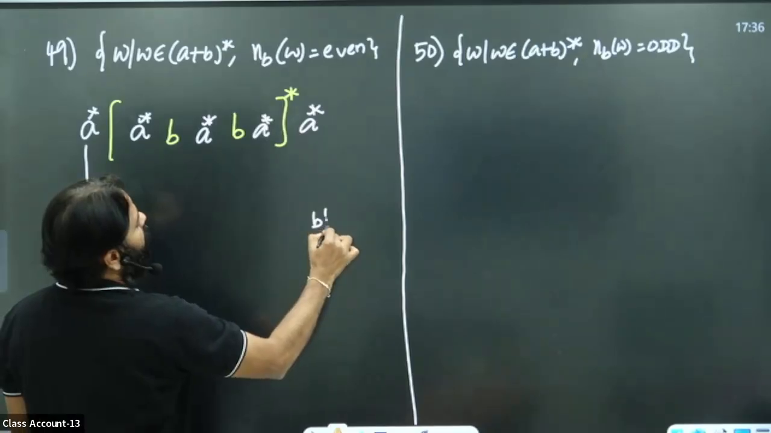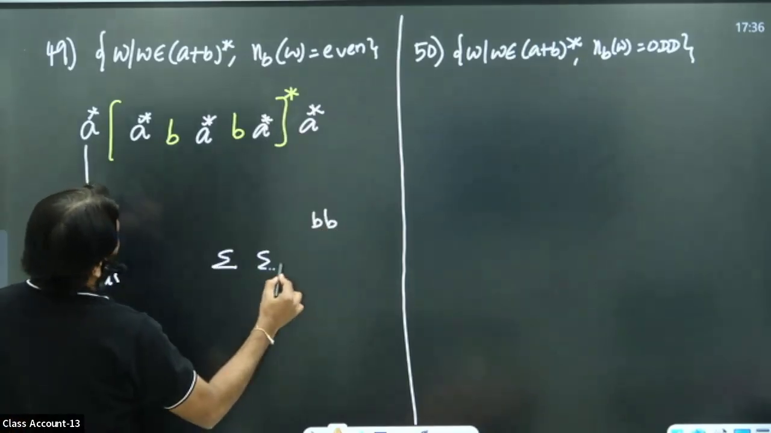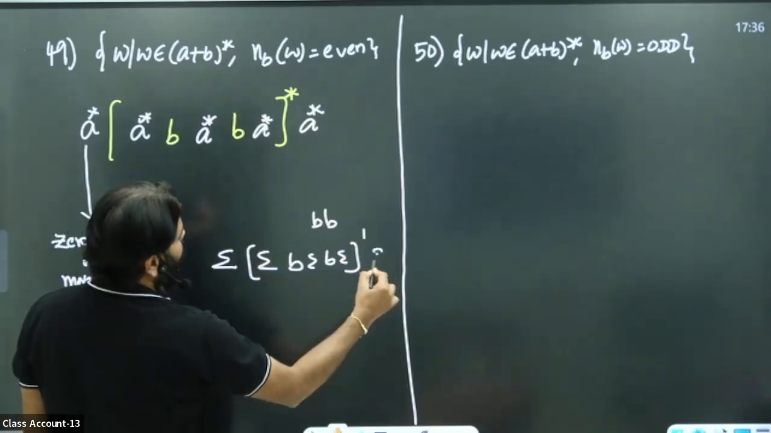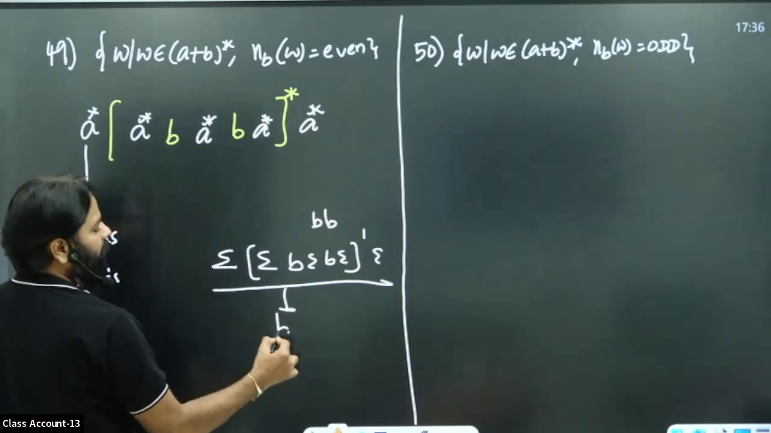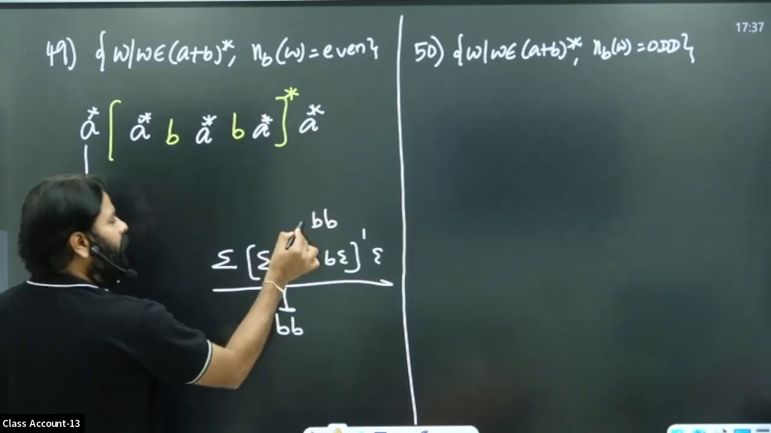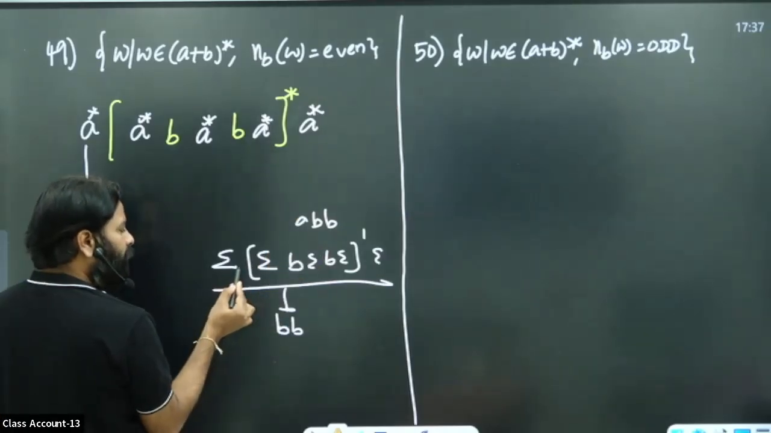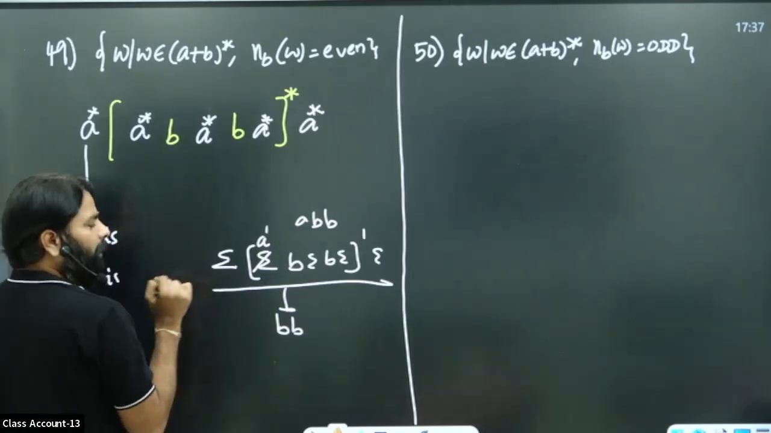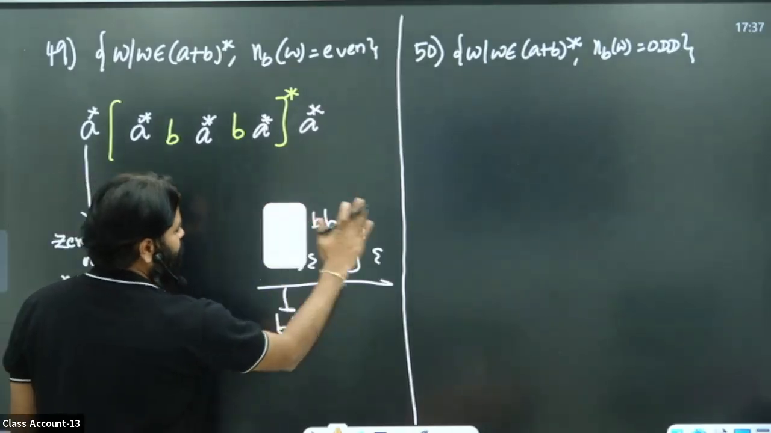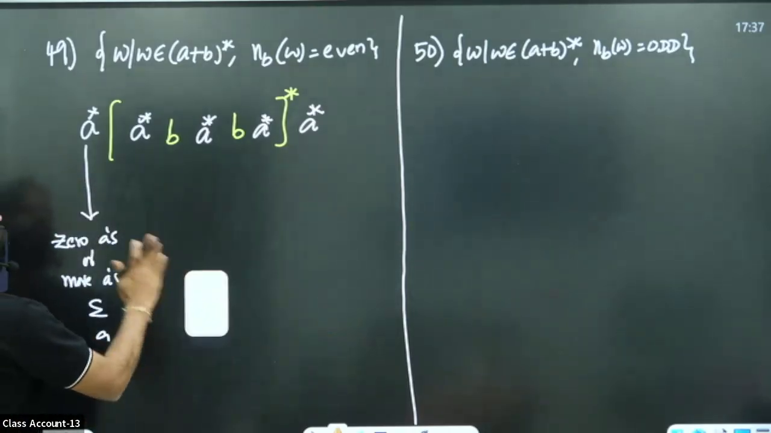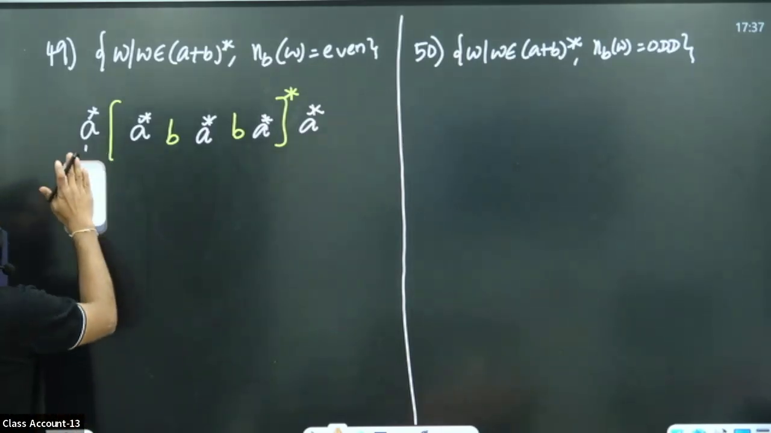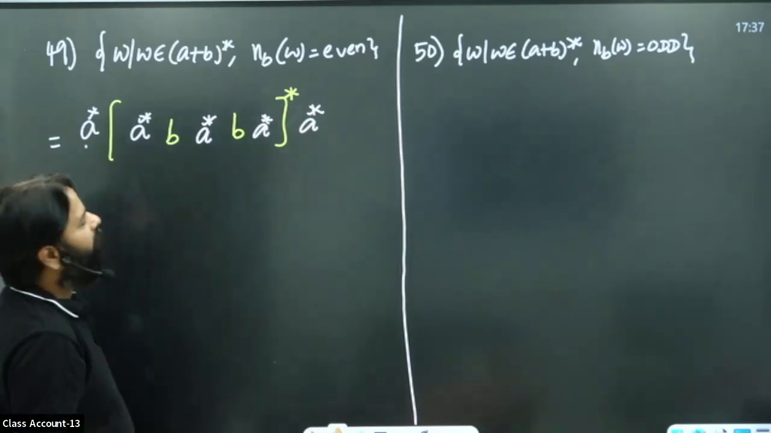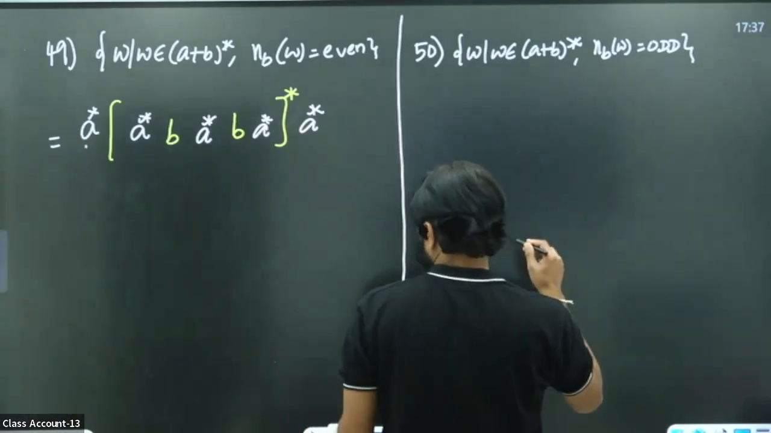Only double B you want? Yes, you can do. How? Epsilon, epsilon, b, epsilon, b, epsilon, power 1, epsilon. This is how you can generate a double B. Got it? If you want a double B, then you have two choices. Either you can put a here or you can put a here. Here you can put a power 1 or you can put a power 1 here. But you can generate. Now similarly you have a lot of other answers. You can try yourself.